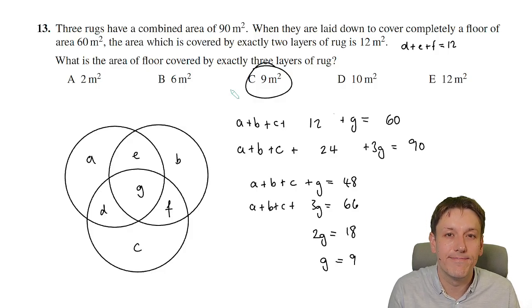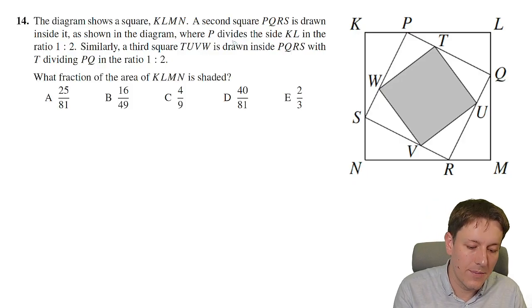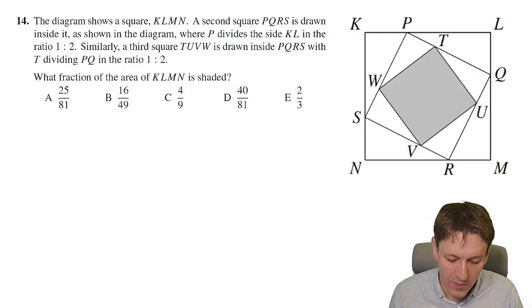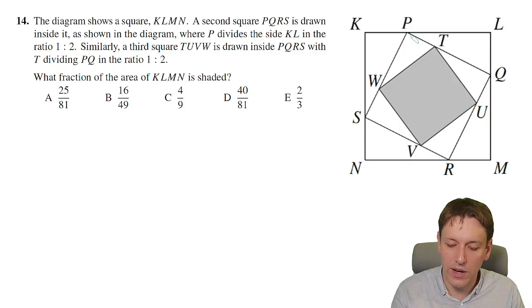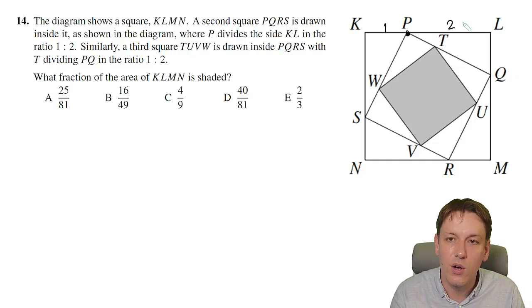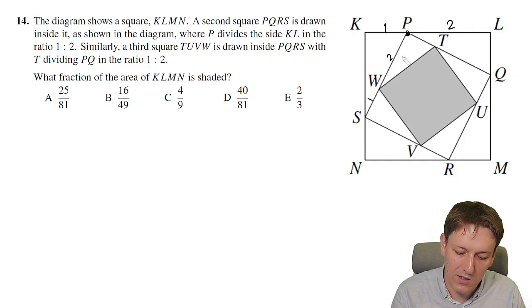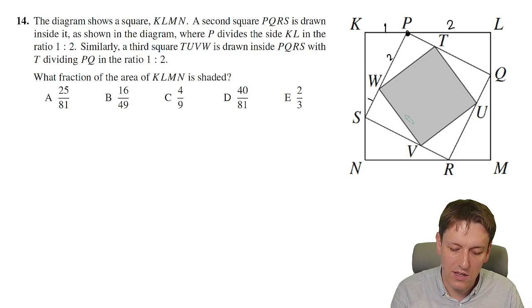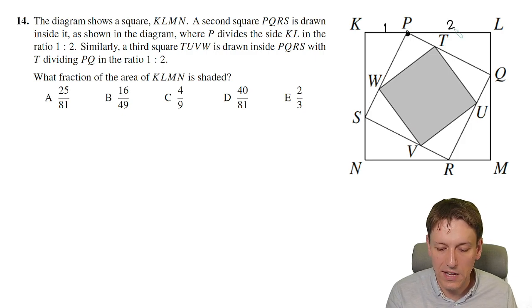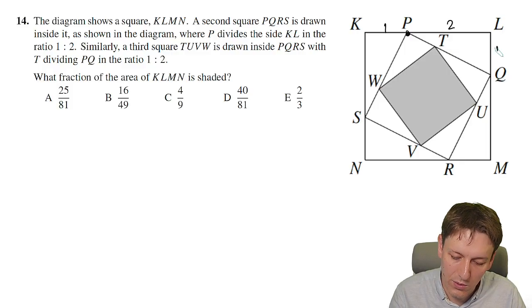I've just made a slightly bigger copy of the picture for this question, and if you read the information, it basically tells you that each smaller square is placed along the side of the larger square so that they're in the ratio of 1 to 2 like this, and it'll be the same from the middle square going down to the smaller square as well. But let's just focus on the large square to the middle square.